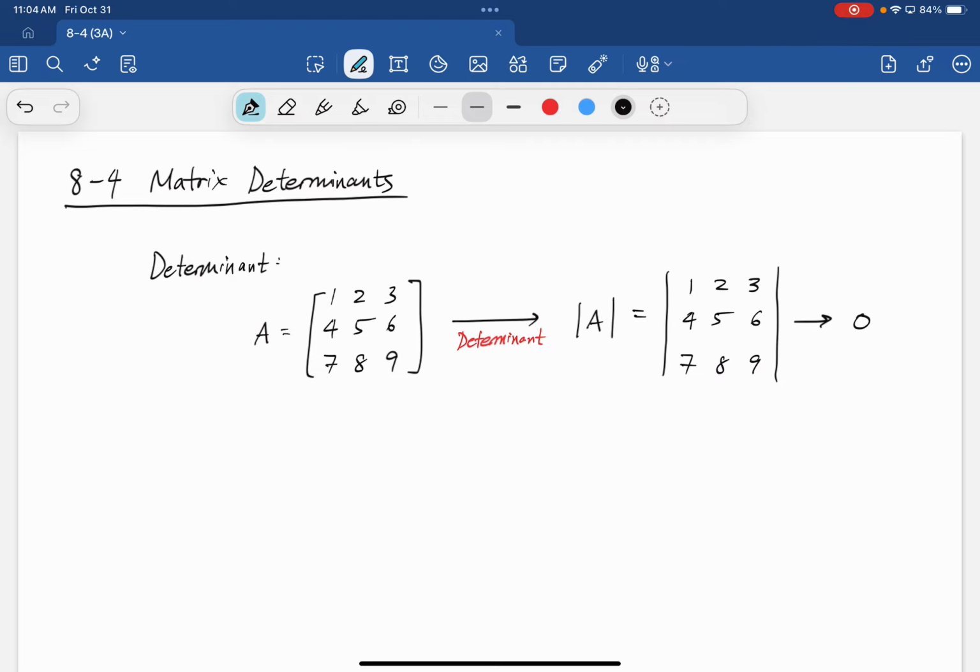Okay? So the determinant is always a number, and a very important thing you need to know, only square matrices will have determinants. All right? Only square matrices have determinants. But at least all square matrices have determinants, unlike inverses in the last class where not all square matrices had inverses. But all square matrices have determinants, so that's the good news.